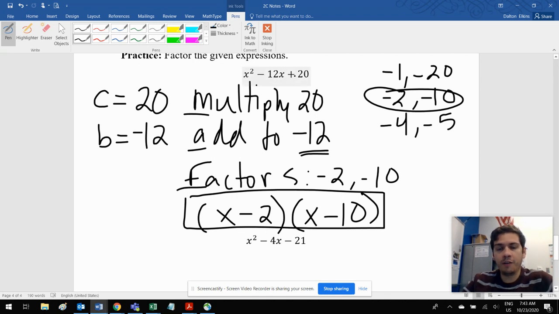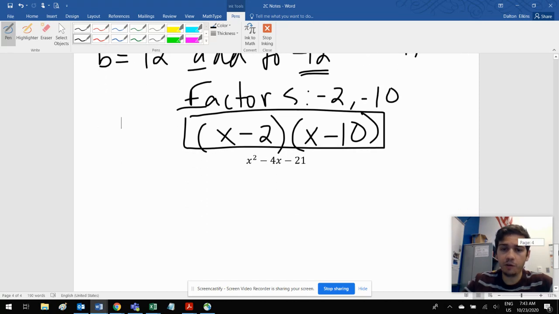So when the last number is positive and the middle number is negative, both of these are going to be negative. Fun little trick there.